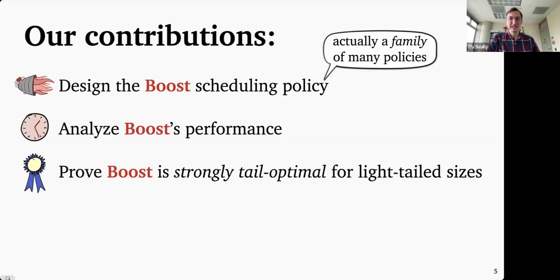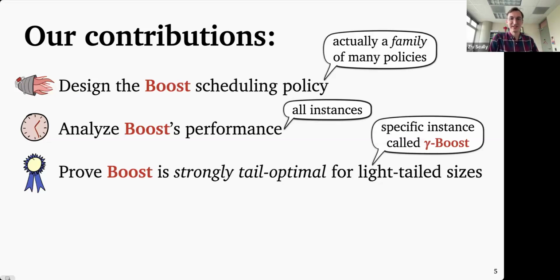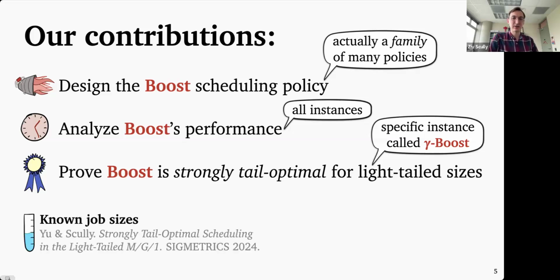And by analyzing its performance, specifically analyzing, roughly speaking, RPi, we analyze the boost performance for all instances of boost. And then we identify one particular instance, which we call gamma boost, which is the strongly tail optimal one. For today's talk, aside from one remark, I'm going to assume that we're in the setting where we know job sizes. That is to say, we're scheduling with exactly the heights of the test tubes visible. We can see how much work we've done, how much time is remaining, and so on.